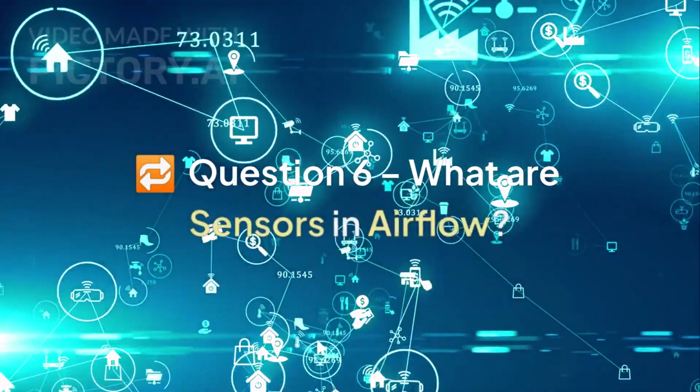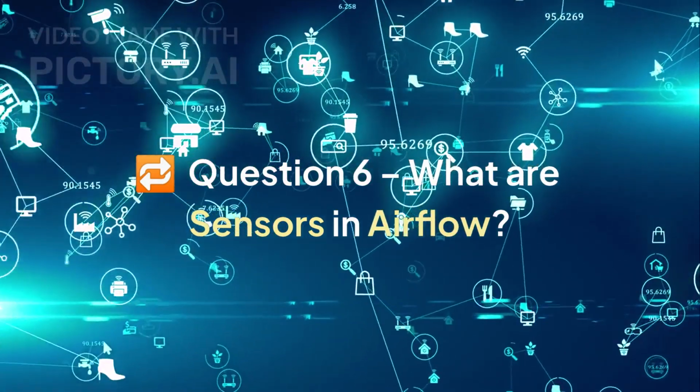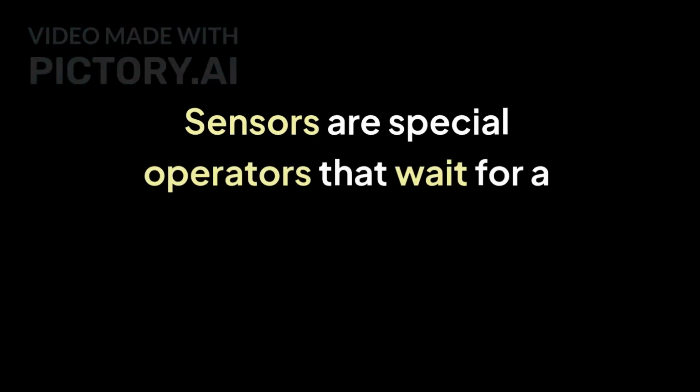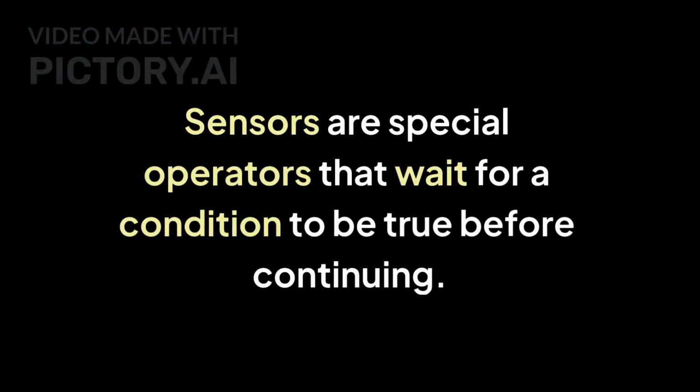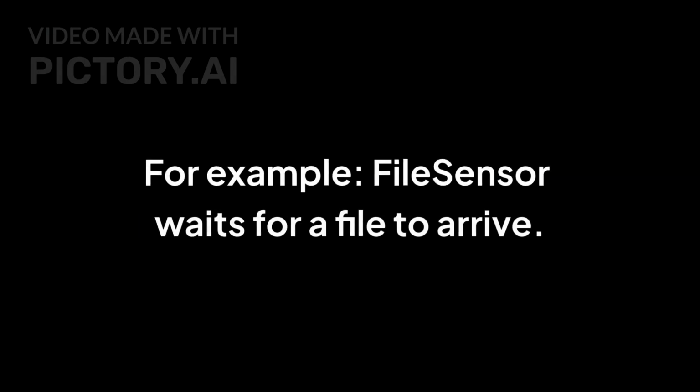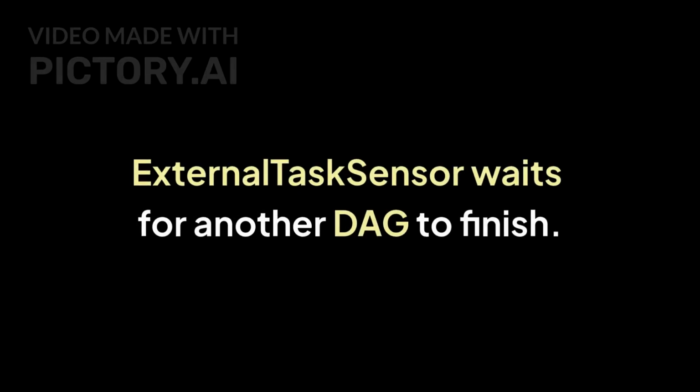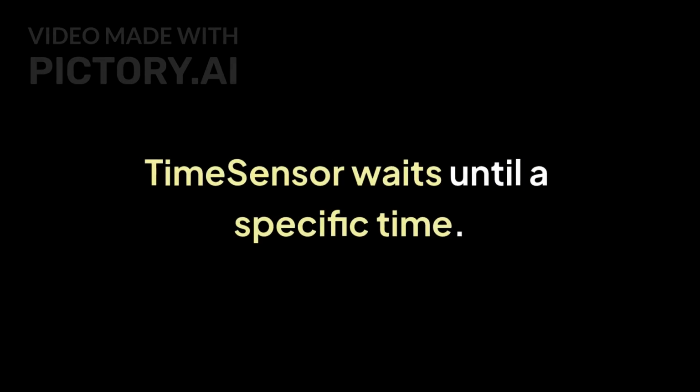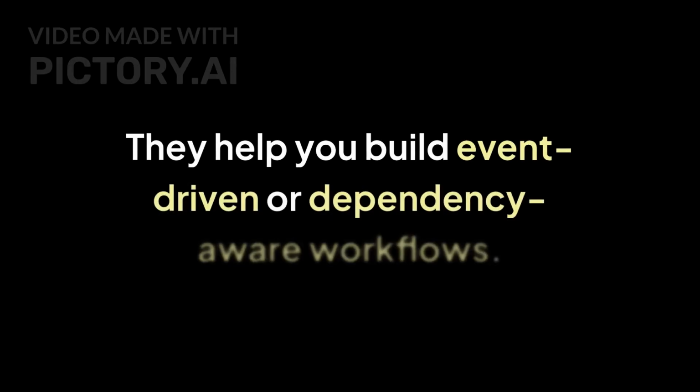Question 6: What are sensors in Airflow? Sensors are special operators that wait for a condition to be true before continuing. For example, file sensor waits for a file to arrive. External task sensor waits for another DAG to finish. Time sensor waits until a specific time. They help you build event-driven or dependency-aware workflows.